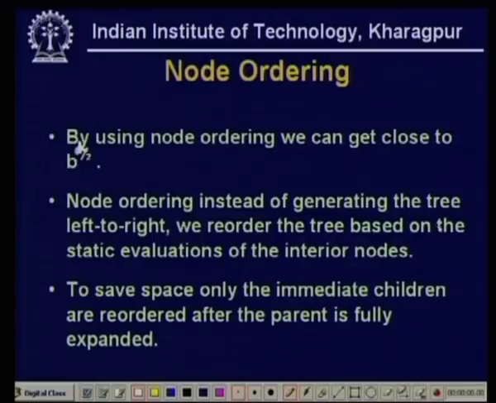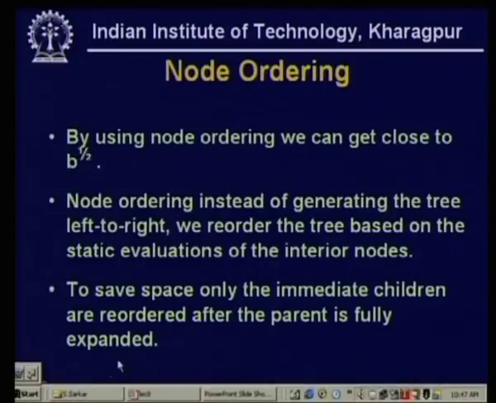So, node ordering: instead of generating the tree left to right, we reorder the tree based on the static evaluations at the interior nodes. So, at every node, we look at the children, we apply static evaluation on the children, and according to the value of the static evaluation, we order the nodes.